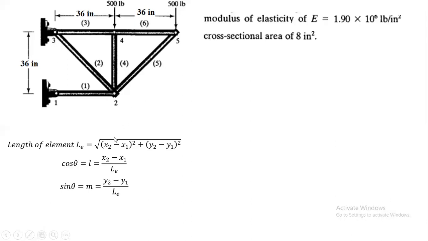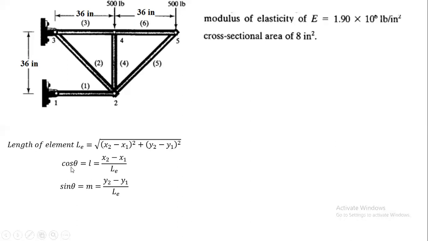Now when we write the equation for the length of element number 5, the x coordinate of node 5 is 72, that is x2, minus x1 is 36, that is (72 minus 36) square, plus the y coordinate of node number 5 is 36, and the y coordinate of node number 2 is 0, so (36 minus 0) square, and under root of that whole term will give the length of the element.